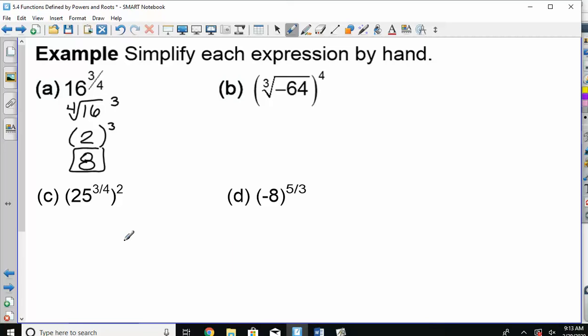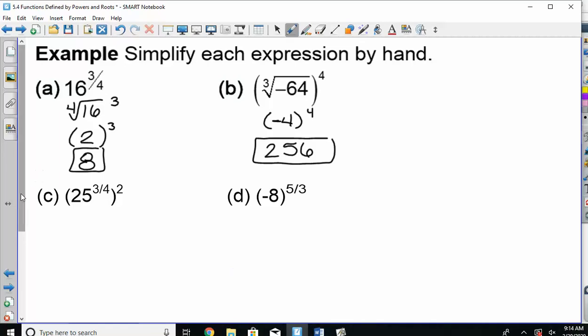On B, this one was already written as a radical. The cube root of negative 64. Negative 4. So we have negative 4 to the 4th. And if you need to use your calculator, have a little trouble with that, you may. What would that give you? Good. Make sure, if you are using that calculator, the negative is in the parentheses. So the 4th power applies to that, which turns it positive.